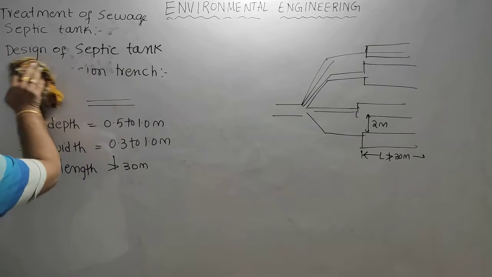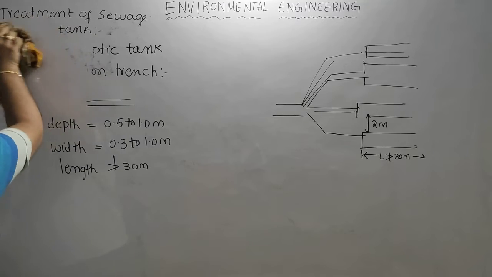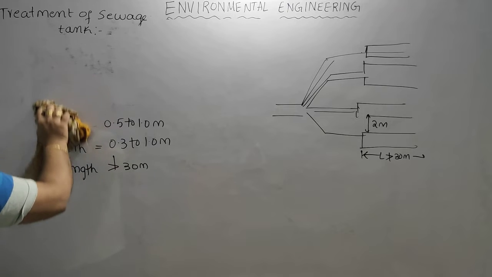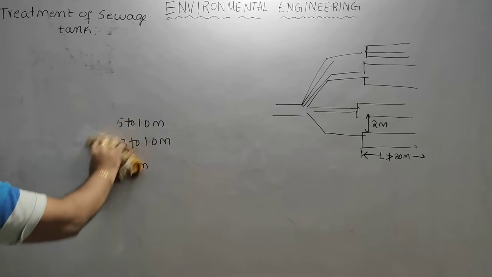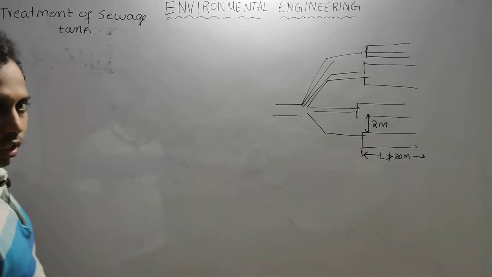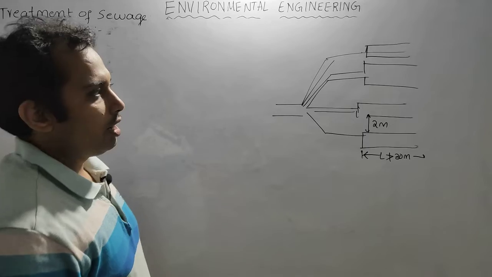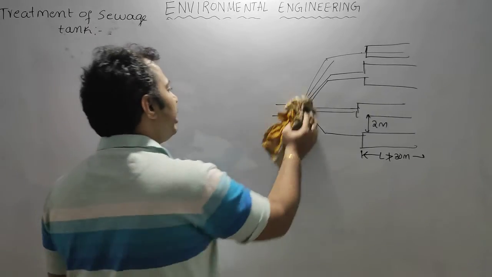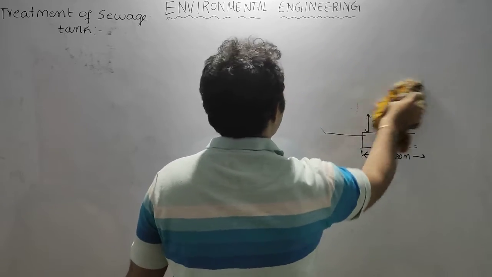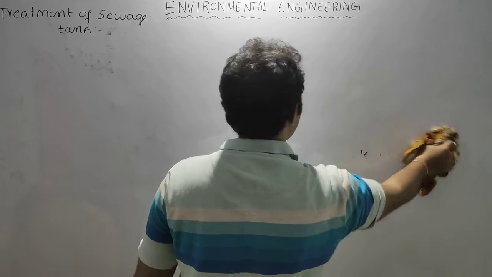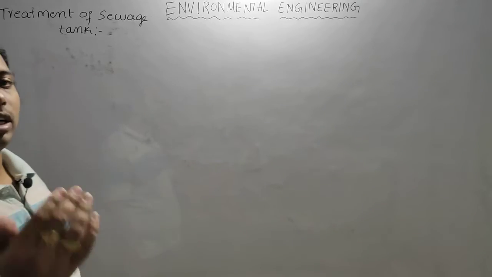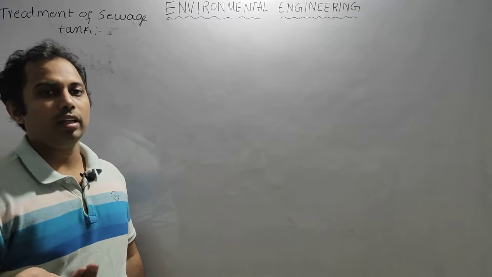Now next is the Imhof Tank. So this is all about the septic tank. The Imhof Tank is a kind of improvement we made to the septic tank, because in a septic tank the settling zone, that means the sedimentation tank, and the sludge digestion tank are combinedly working. So in the Imhof Tank we generally separate them. There will be a separate sedimentation tank kept inside. So we separated the sedimentation zone and we separated the sludge zone.